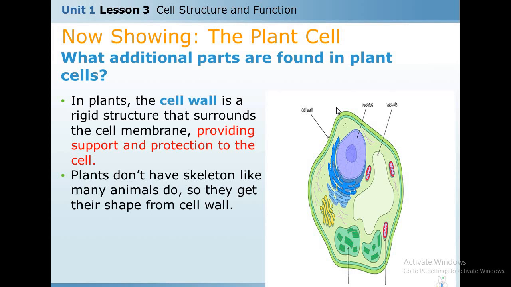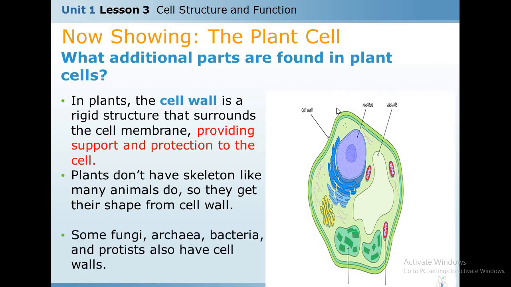The cell wall is a rigid structure that surrounds the cell membrane and provides extra support and extra protection. Plants don't have skeletons just like the animals, so they get their shape from the cell wall. The cell wall is giving them the shape, the skeleton, the protection, the support. So this is the first additional product that's found in the plant cell.